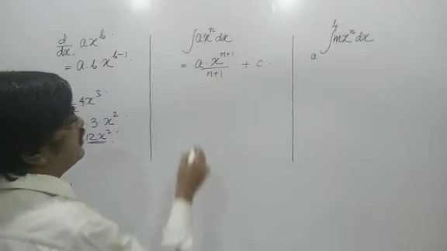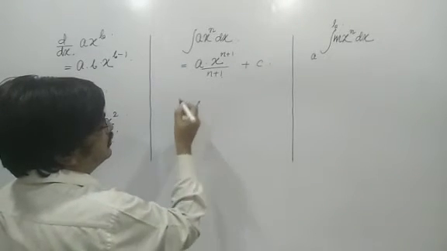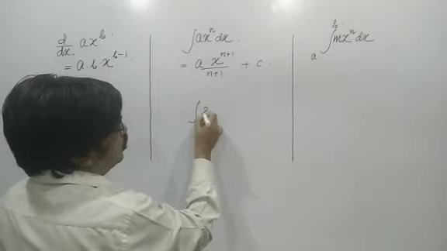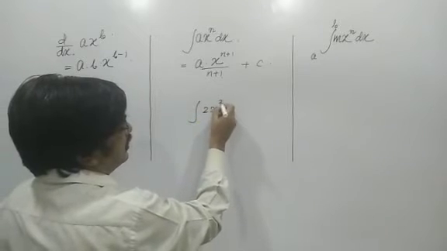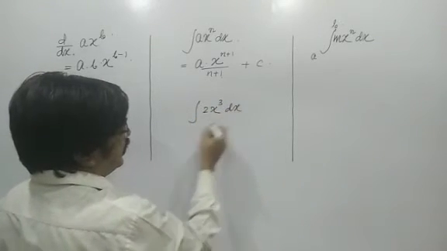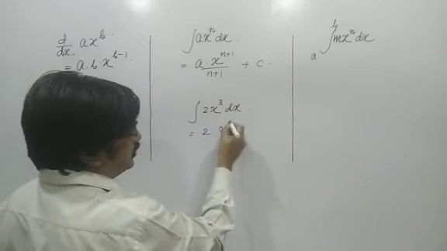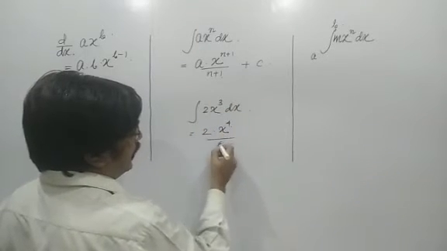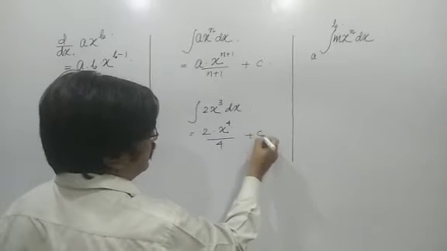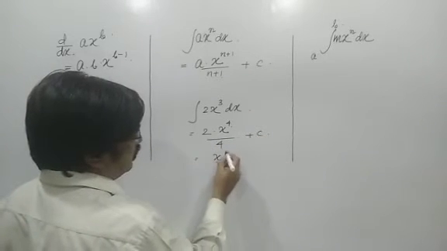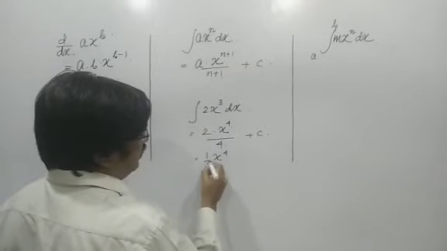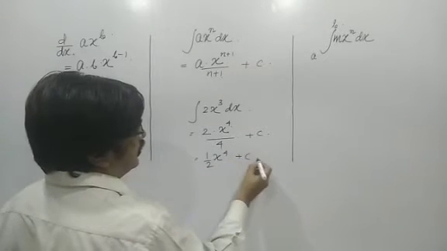Very simple. If you are given integration of, say, 2x³ dx, it is equal to 2 into x to the power 3 plus 1, that is 4, by 4, plus a constant. It is equal to x⁴/2, or half x⁴, plus c.